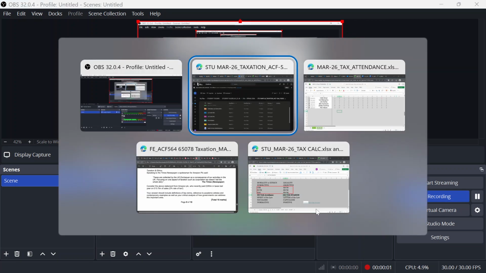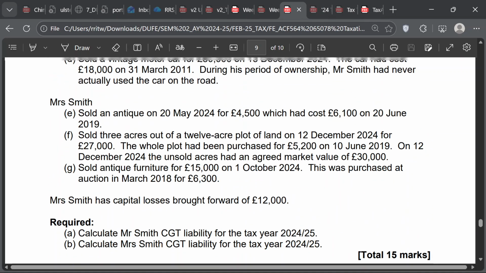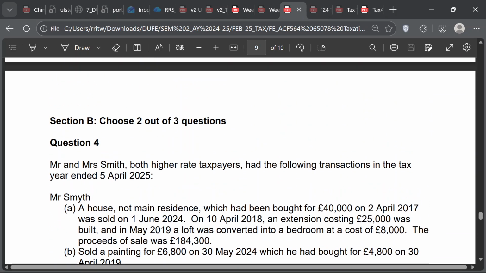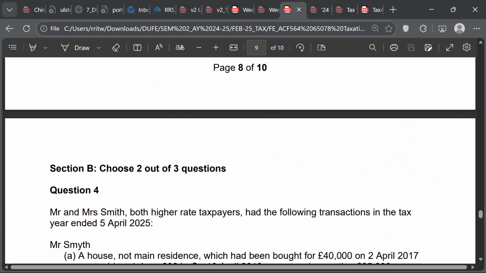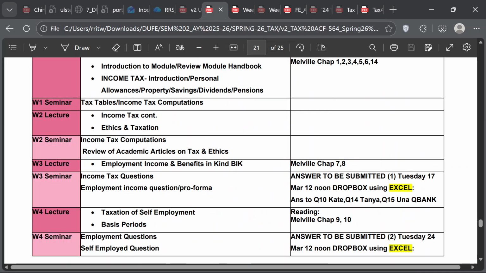Right, so here's a question. How do we do this? How do we answer the question? So we know from the handbook that we are answering question numbers 10, 14, and 15. Okay, so from the handbook, we know this: 10, 14, and 15.